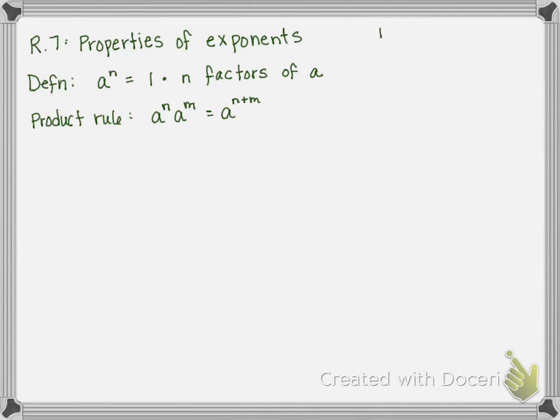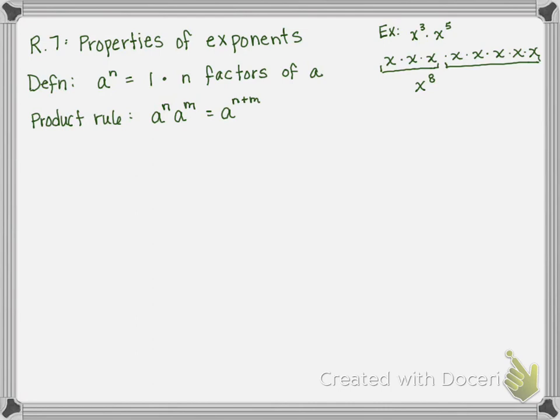So for example, if I have 3 factors of x and I multiply that by another 5 factors of x, well, all that's happening here is that we're lining up a bunch of factors of x. 1, 2, 3, 4, 5. And because the operation is just all multiplication, we're just counting up a bunch of factors of x. So this is x to the 8th.